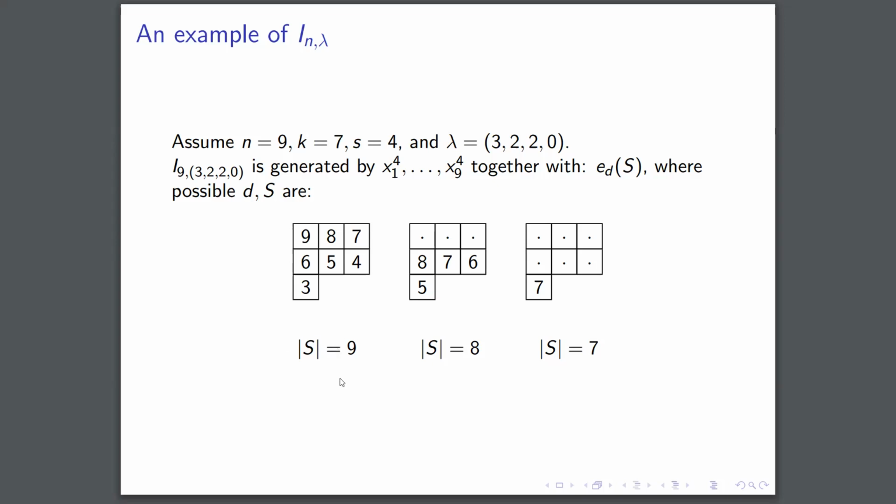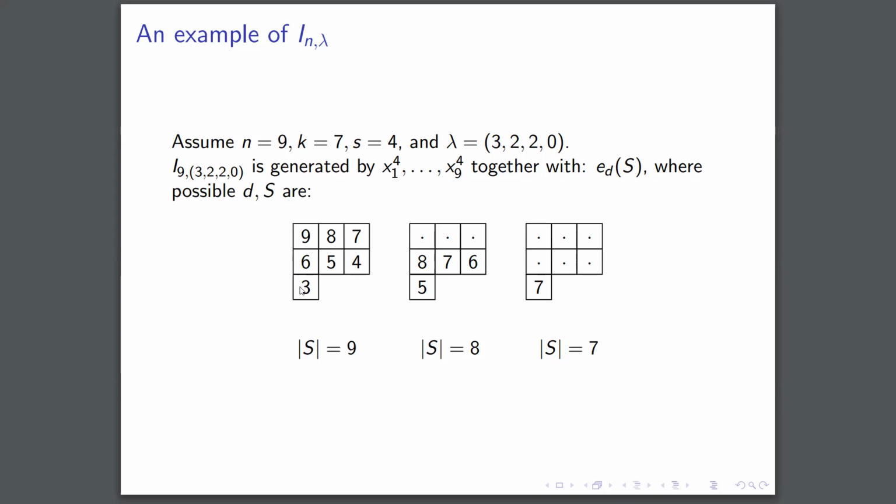If now s has size 9, we can enumerate the possible d's by writing numbers in this diagram. We start at the top left corner. We write down the size of s, which is 9, followed by numbers in a decreasing order, and rewrite in the English reading order. So 9, 8, 7, 6, 5, 4, and 3. These 7 numbers are the possible d's when s has size 9.